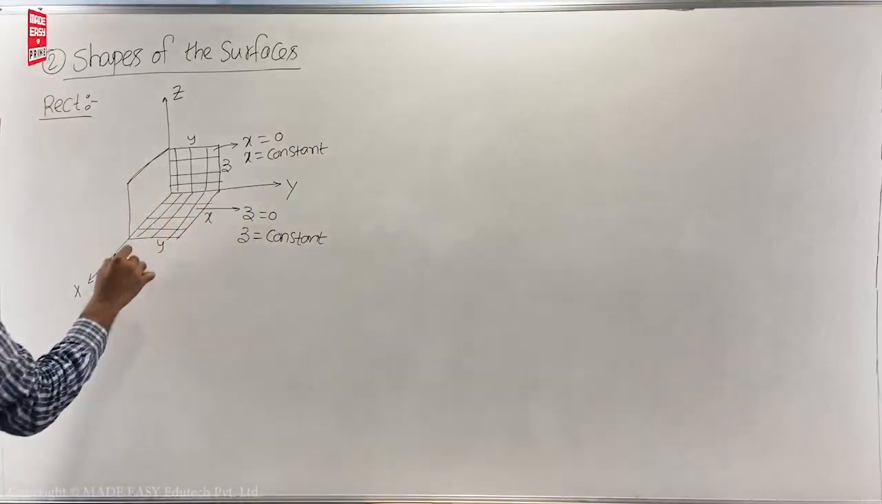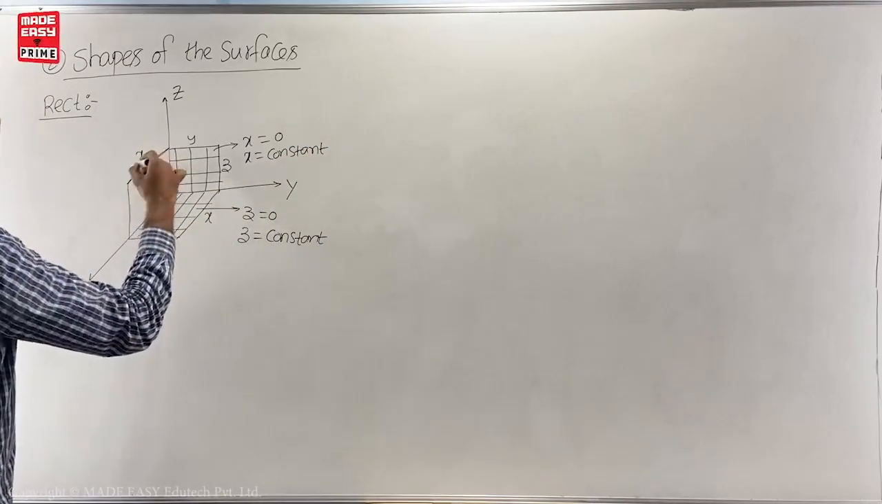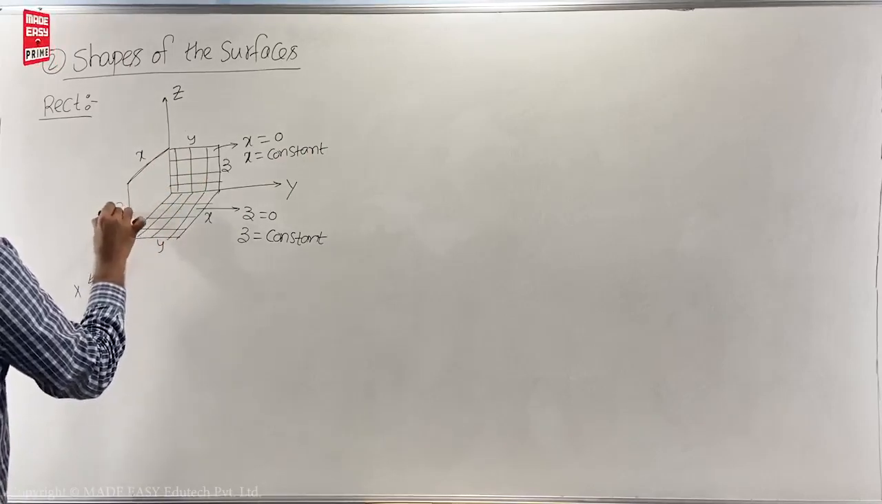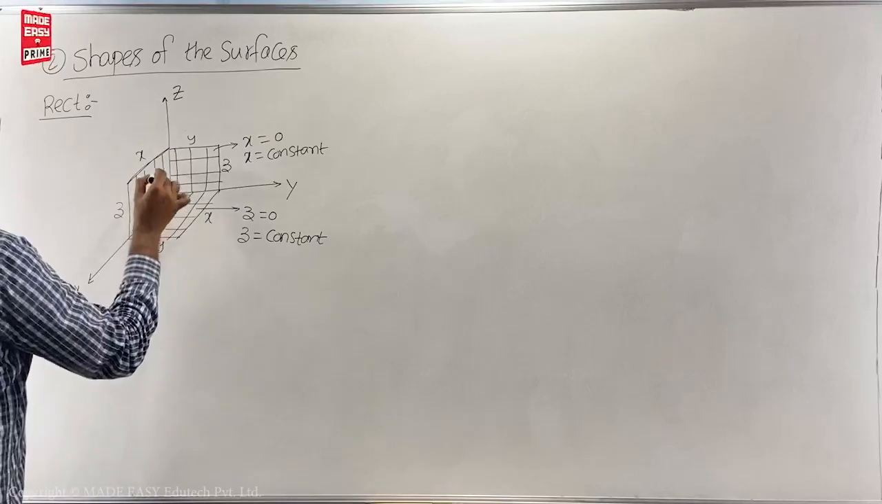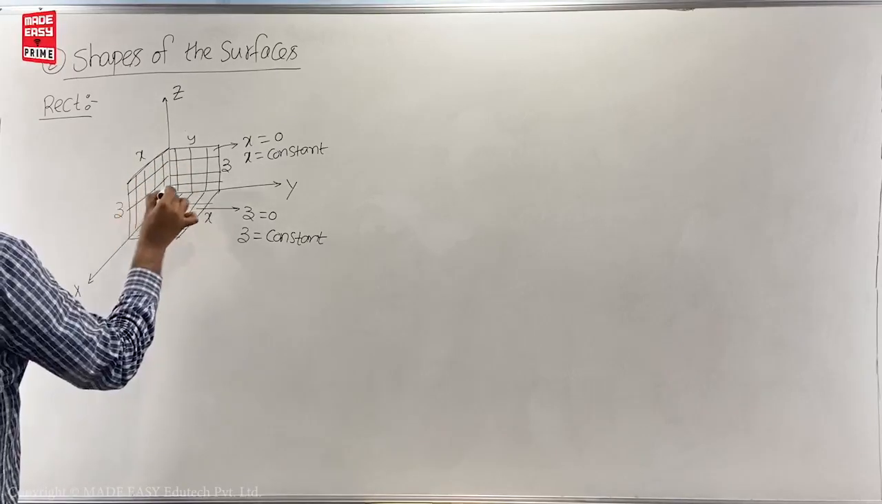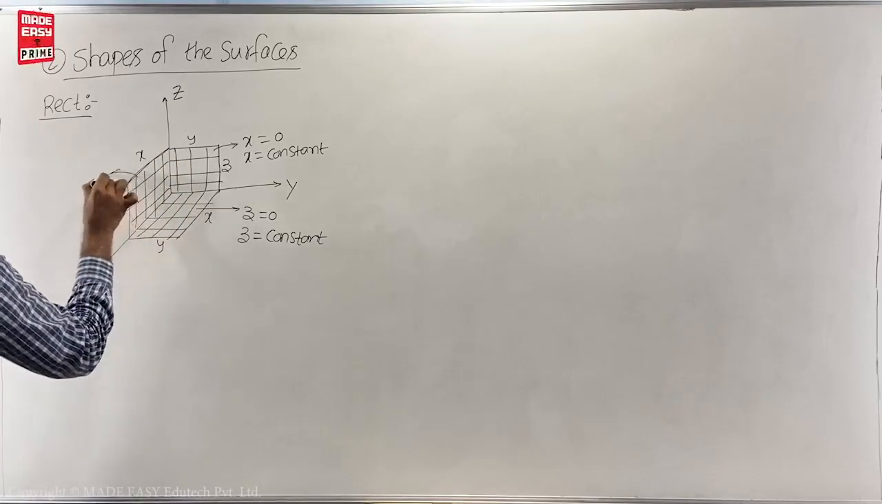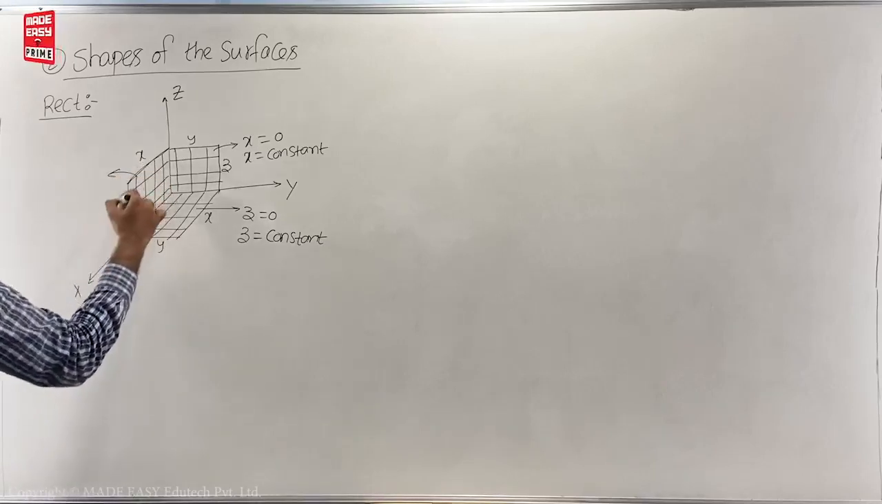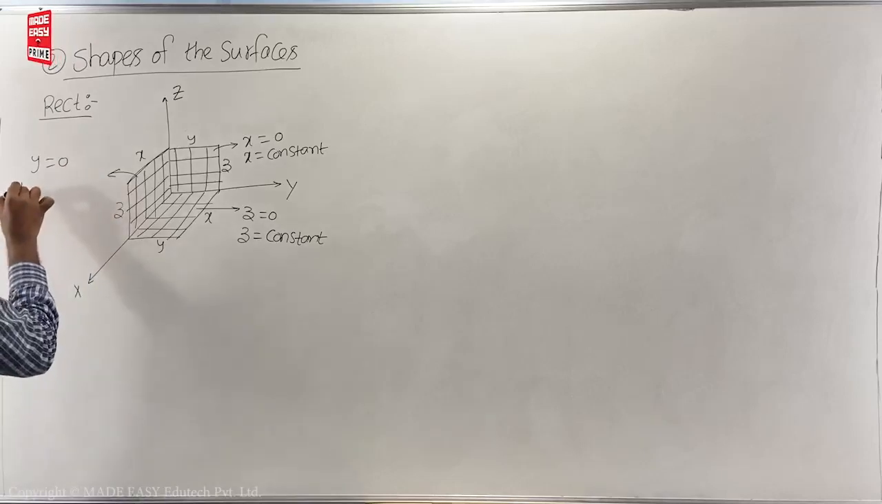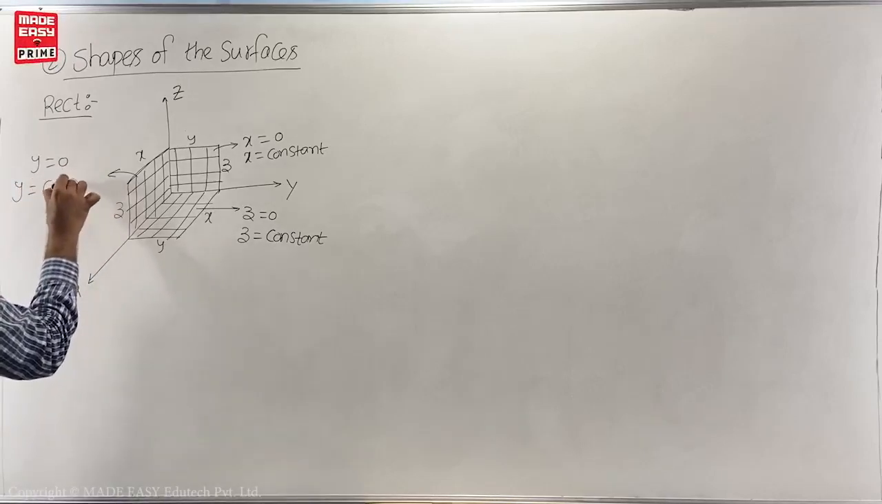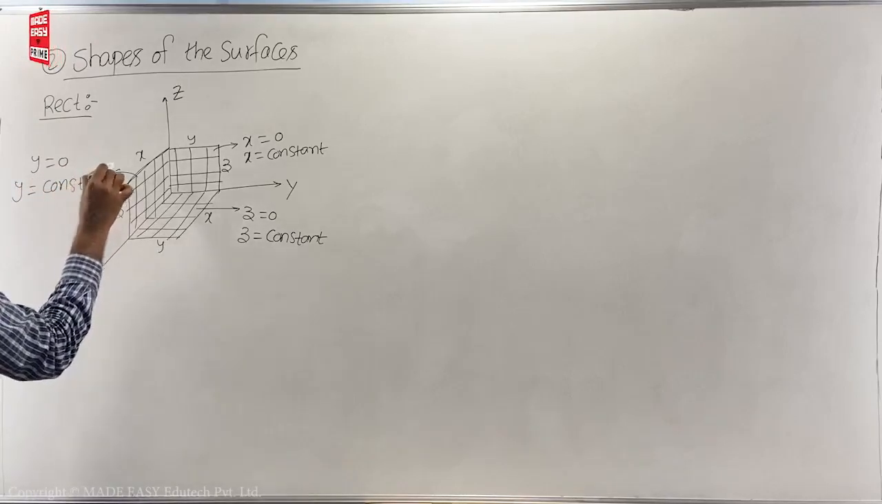Similarly, for this surface, x is variable and here z is variable. So you draw vertical lines like this and you draw the lines parallel to the x-axis. So this is the xz surface. On this surface, the y value is 0 actually. What is 0, dear students? 0 is constant, so this is called the y is equal to constant surface.